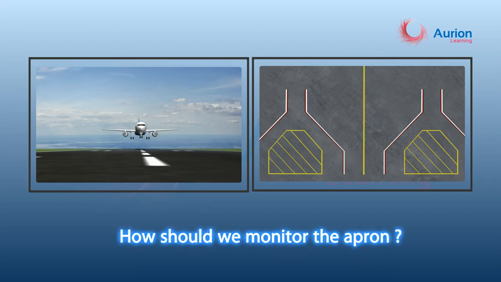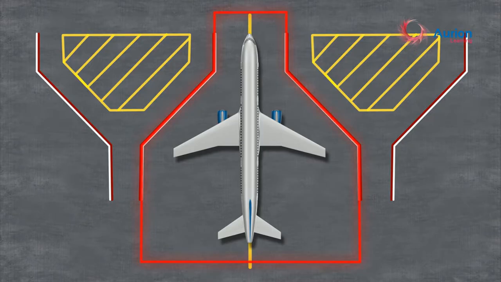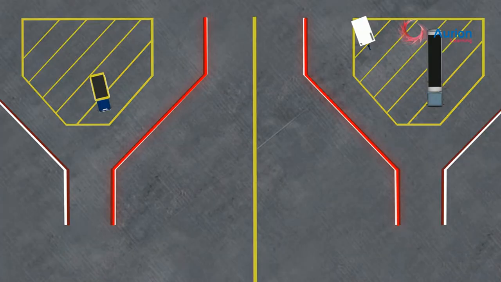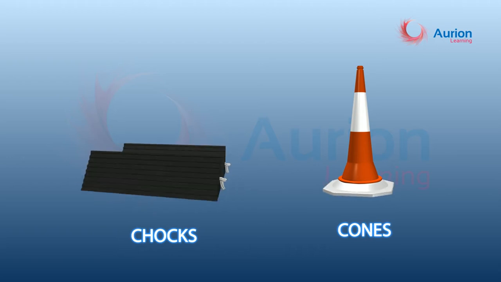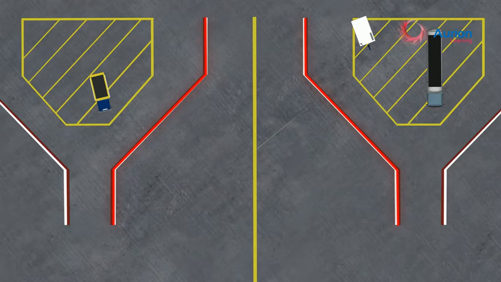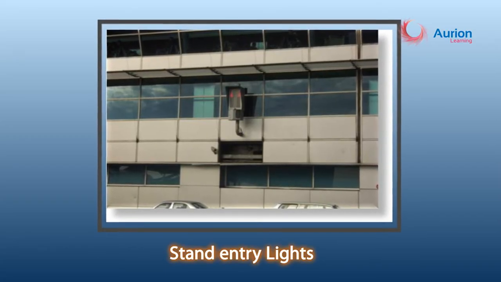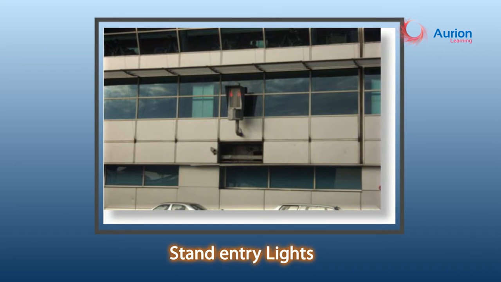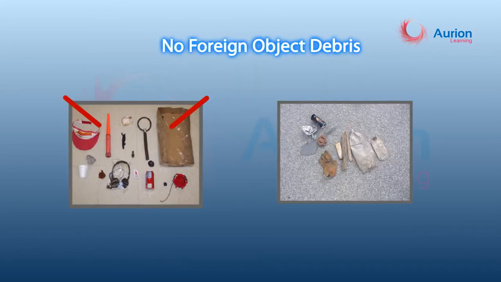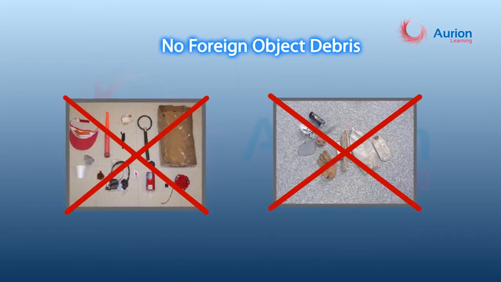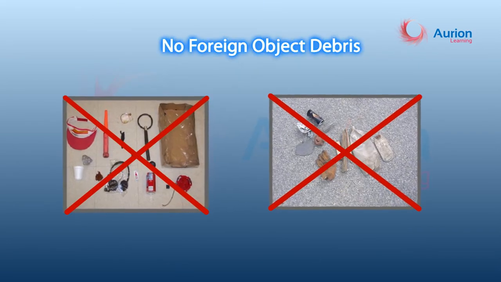How should we monitor the apron? The apron must be checked for suitability for the type of aircraft due on the stand. Equipment lying on the apron should be clear of the area. Chocks and cones are ready to be placed in position. There should be no ground staff on the apron. Stand entry lights are working, switched on, and indicate the correct type and variations of aircraft. No foreign object debris, FOD, lying on the apron.